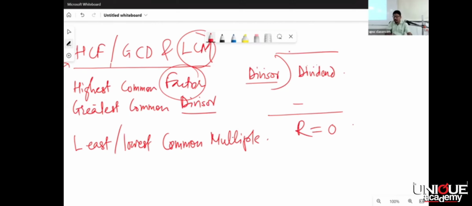Is it clear to all of you? So HCF is related to a divisor, and LCM is the number which is divisible, that is, the smallest number which is divisible by all the given numbers. Is it clear? So now we come to the point, that is from applications.